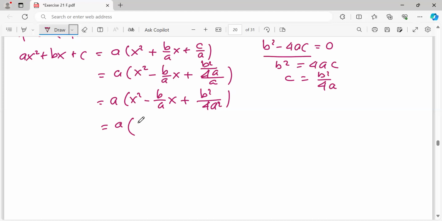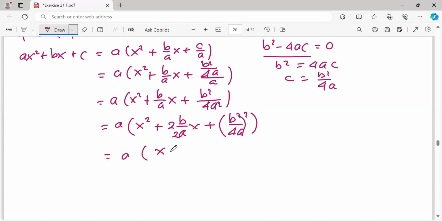And this is because we are going to make this into a quadratic expression. So 2 times a times x, b squared over 4a squared, like this. So it becomes a times (x plus b over 2a) squared.